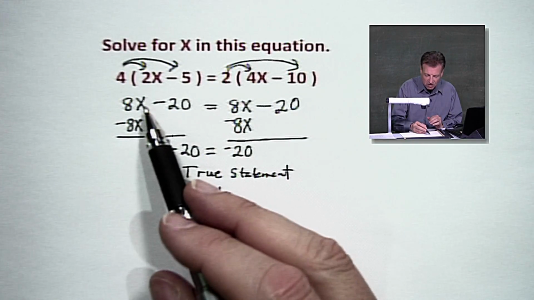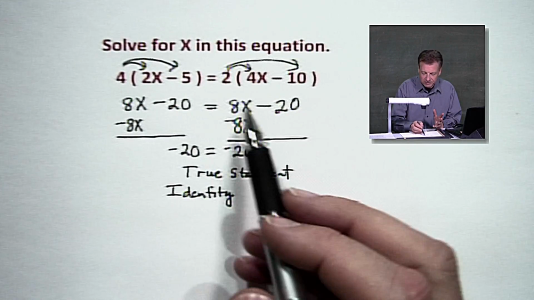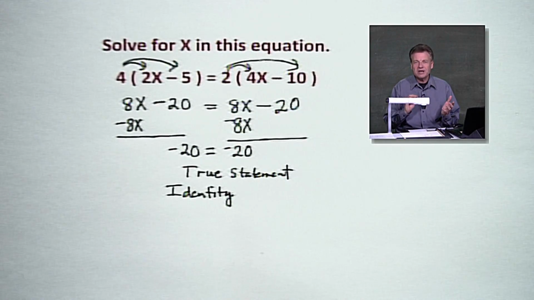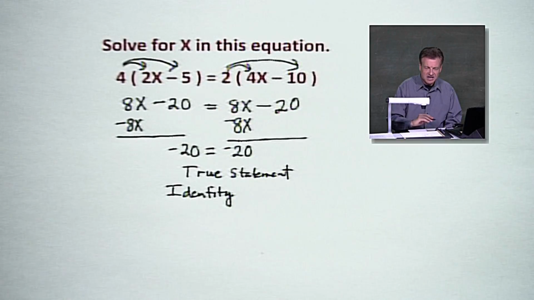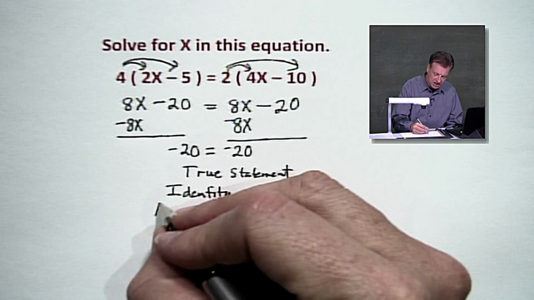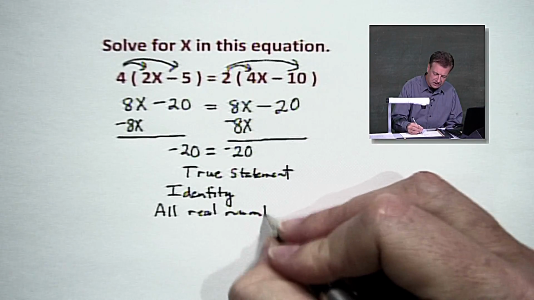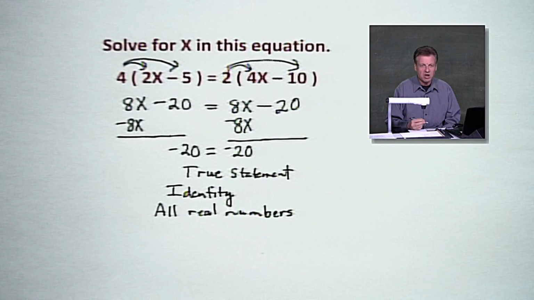If I put a 0 in there, I get negative 20 equals negative 20. If I put a 1 in both of these places, I get negative 12, negative 12. It doesn't matter what number I put in there, fractions, decimals, big, large, small, these two sides are going to stay equal. So our solution is all real numbers. An infinite number, because you can't count them all. You can't find them all. There are so many solutions to this.